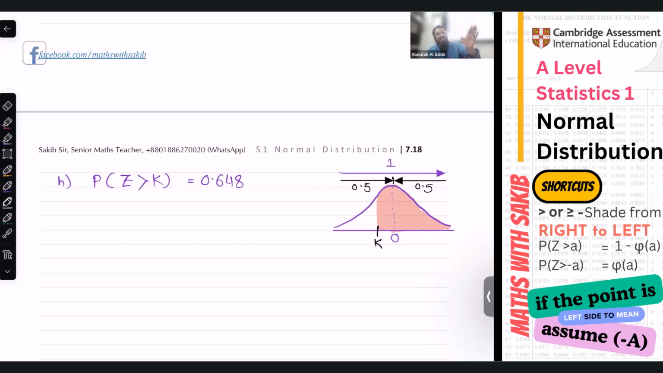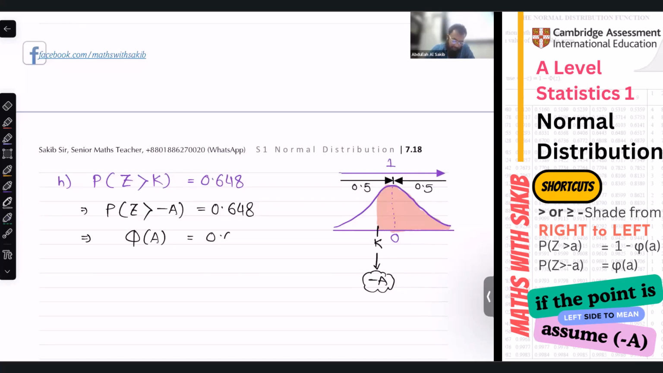Clear? As it is on the left side of the mean, so I will consider what? Minus. Clear? So I can write Z is more than minus A. That's equal to 0.648. So more than minus A. So what will be the answer? If we use the shortcut, probability of Z is more than minus A, that is equals to phi of A. Clear? Phi of A. So phi of A is 0.648. Find the value of A.